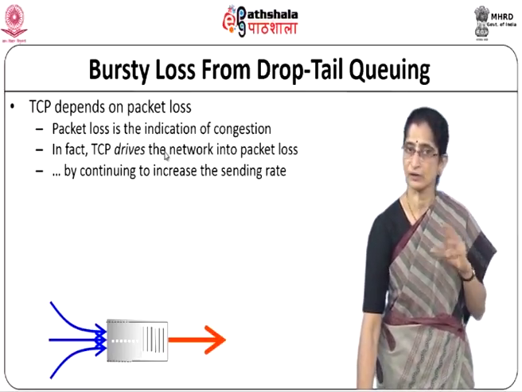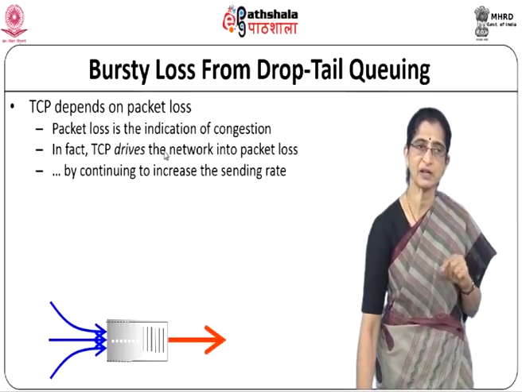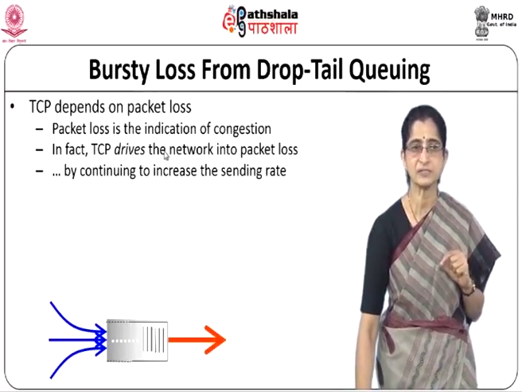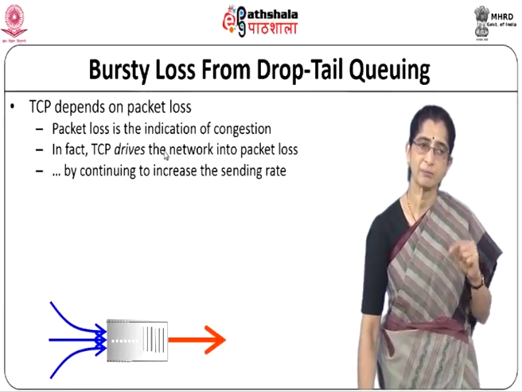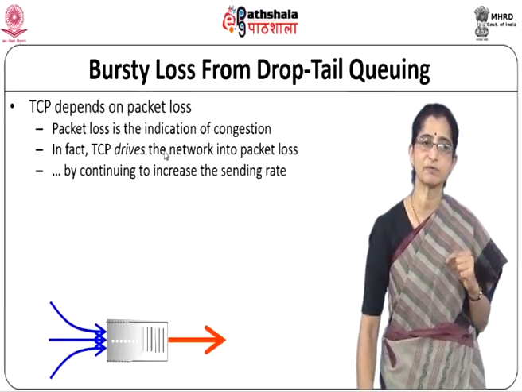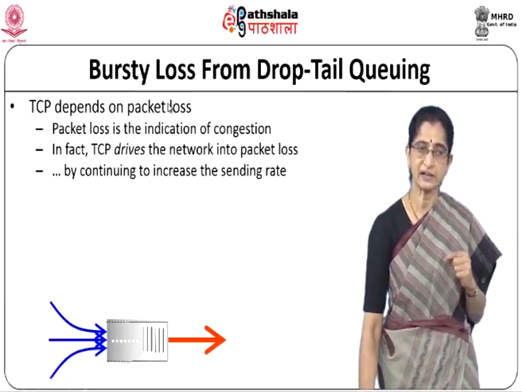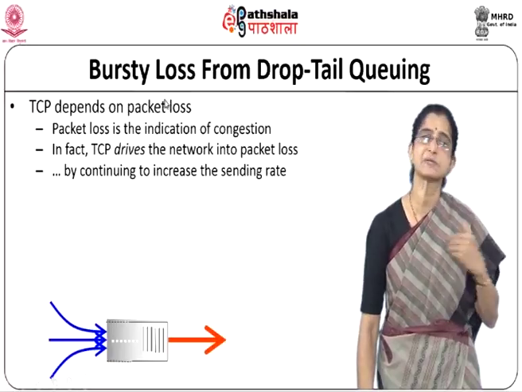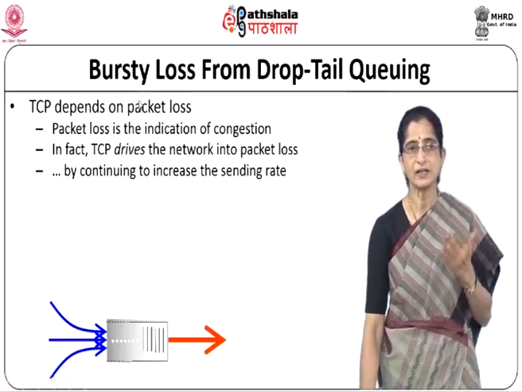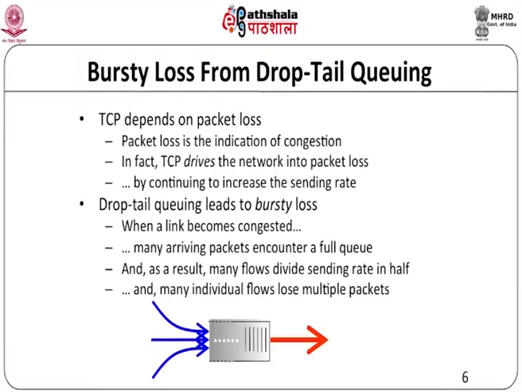So, whenever there is a packet loss, TCP takes it to be an indication of congestion. Normally, TCP will continue to increase the sending rate until it gets feedback that a packet has actually been lost. It will keep sending data into the network, and remember that it is normally increasing the amount of data it is sending until it receives the feedback.